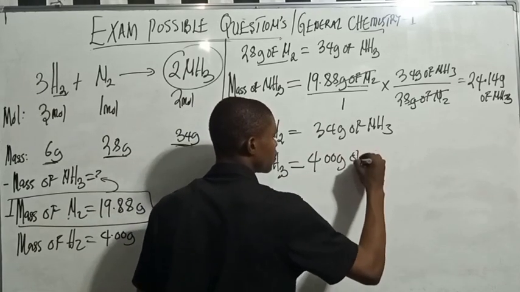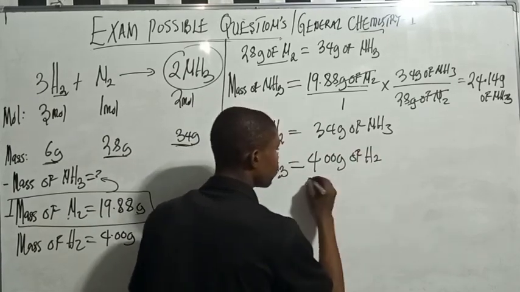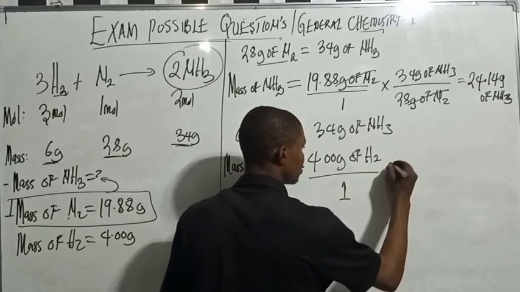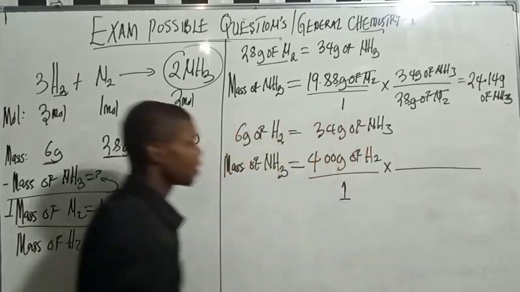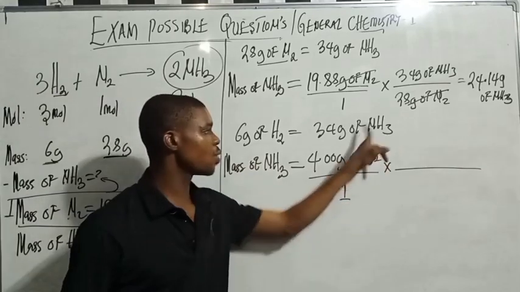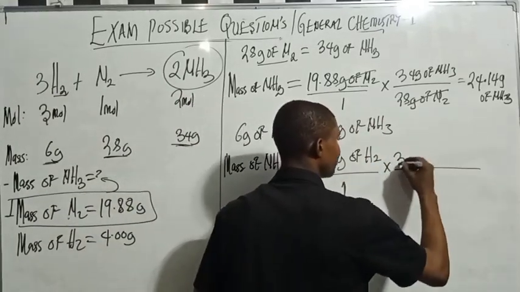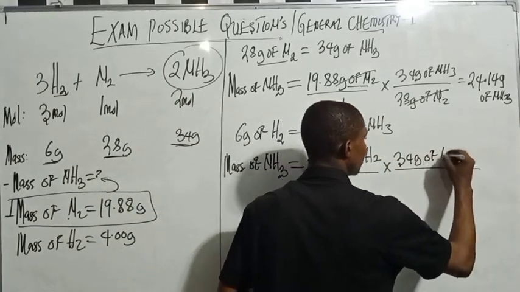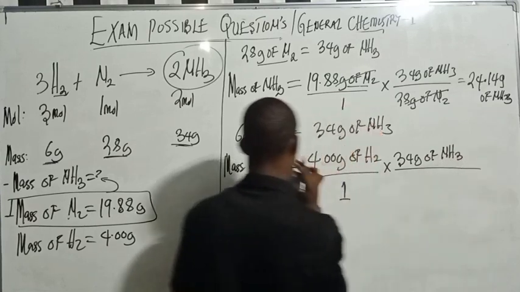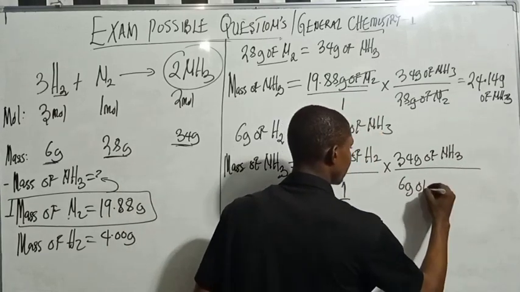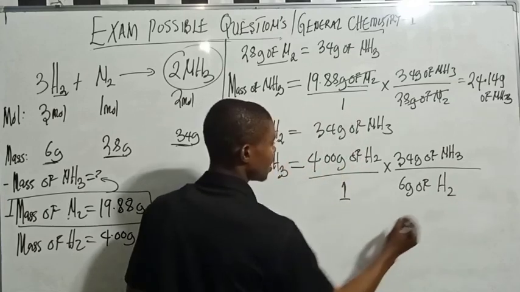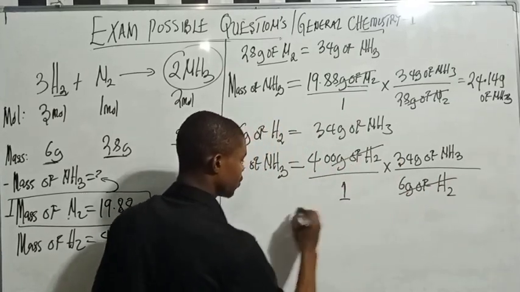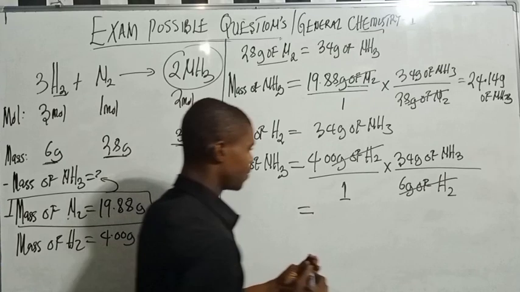4.00 gram of H2 over 1 times. Can you see that? So this guy will move down, so this one moves up. So you have 34 gram of NH3, then you have 6 gram of H2, because this one cancels out with this one here. So what do I have left?